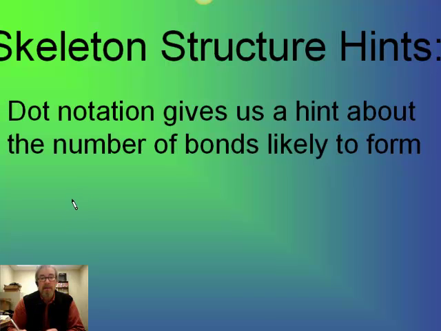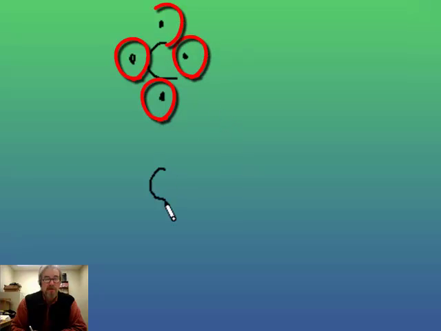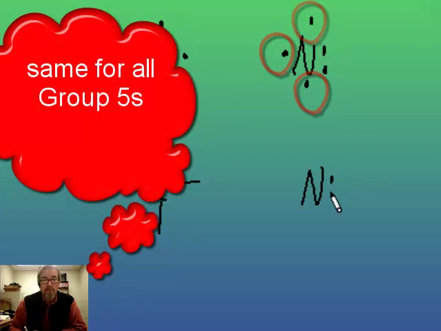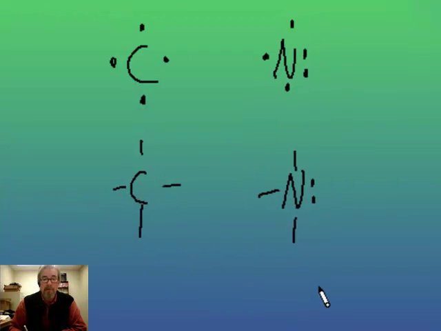Dot notation gives us a hint about how many bonds are likely to form for the different nonmetals. Things that are in column 4, like carbon, have 4 spots for sharing to occur, and so carbon will typically make 4 bonds. Nitrogen has 5 dots because it's in column 5. That leaves 3 places for bonding to occur, for sharing to take place. So nitrogen, typically when it bonds, is going to bond in 3 places. Skeletons with nitrogen in them often are going to have 3.